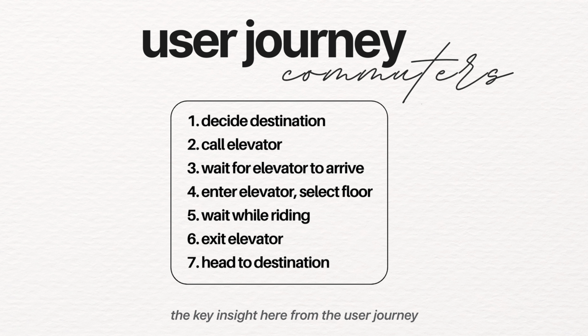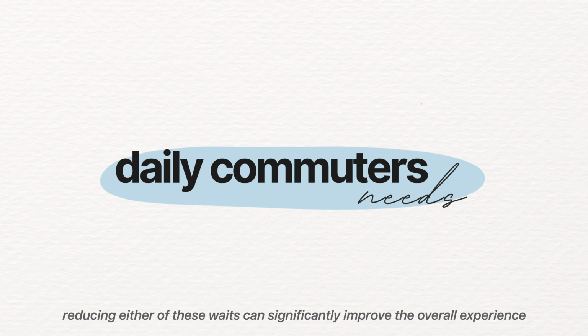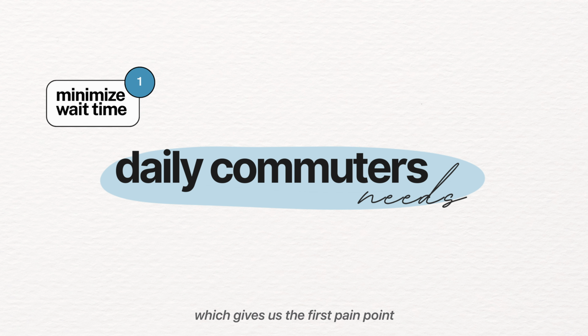Because these users are daily commuters, they're already familiar with how the elevator system works. The key insight here from the user journey is that the pain point isn't confusion, it's waiting. As the journey shows, waiting happens twice, once before entering the elevator and once while riding it. Reducing either of these waits can significantly improve the overall experience, which gives us the first pain point.